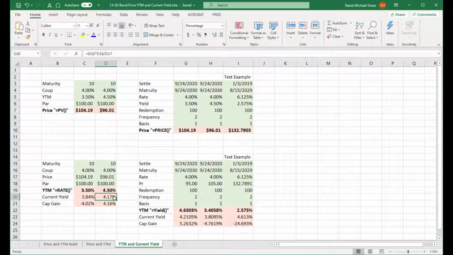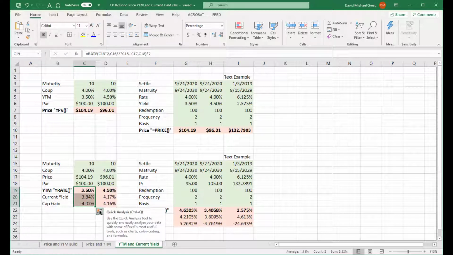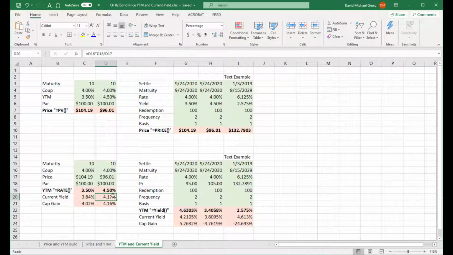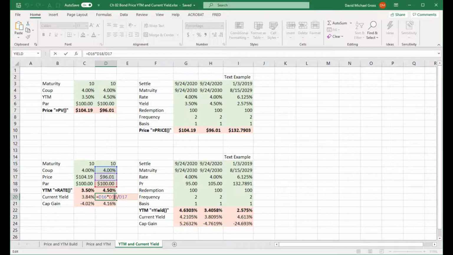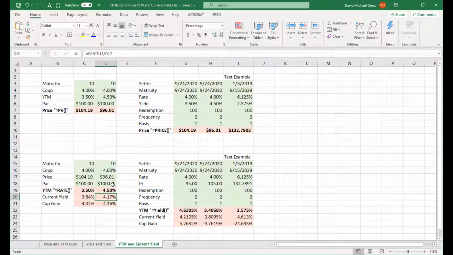And so the point is that here the yield to maturity is 3.5. The way I earn 3.5 is I earn 3.84 every year, which is the $4 on the 104, and at the end I lose 4%. Essentially, it's not quite an average, but it's kind of like an average of these two, is the 3.5. And here I'm going to earn 4.17 every year, which is earning $4 not on 100 in terms of coupons, but $4 on 96. And at the end, I get a capital gain of 4.16 because I get paid 100 and only paid 96 for the bond. And so together, these two give me the 4.5% yield to maturity.